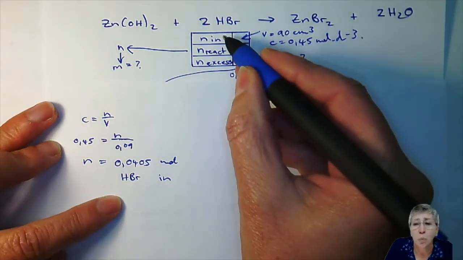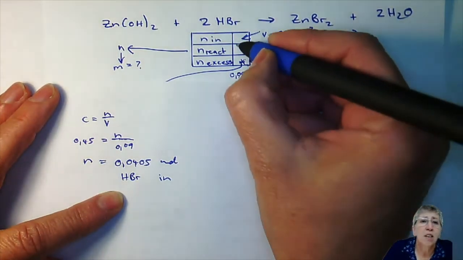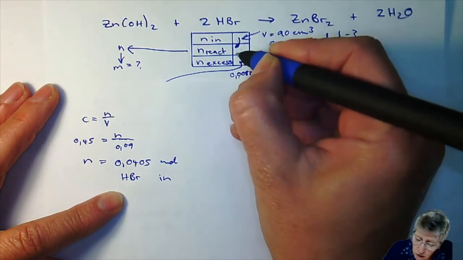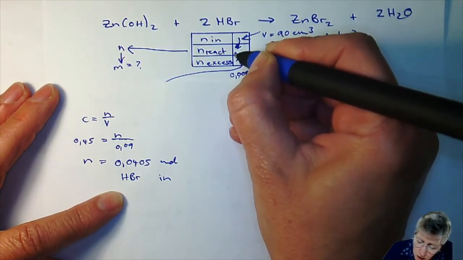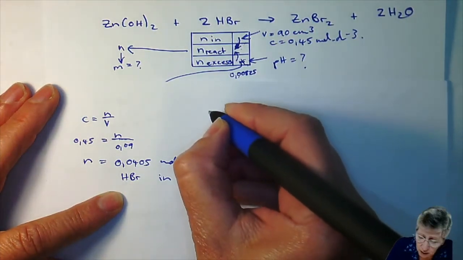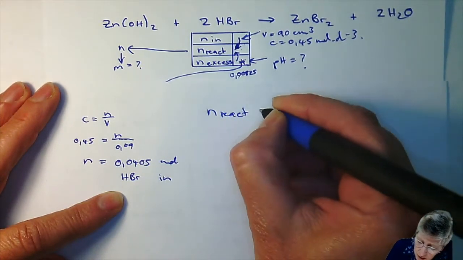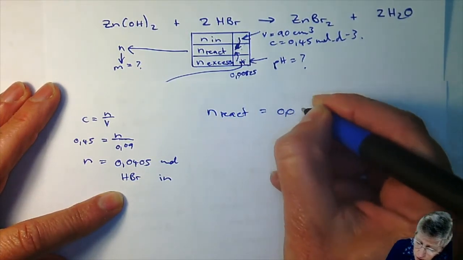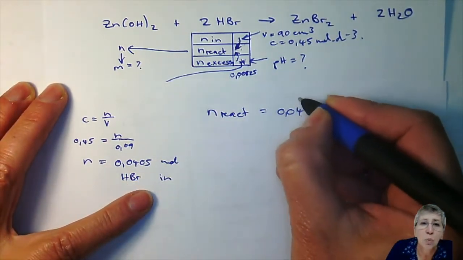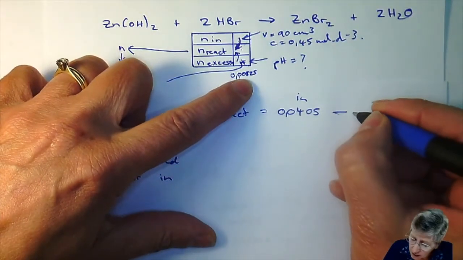Okay, so I've got that one. Now, what am I going to do? I'm going to use the moles that I added in the beginning and subtract the moles that were left over, the ones that were in excess, to get the number of moles that react. Right, so the number of moles that react is 0.0405. We've calculated that. That is what I put in, minus what is left, what is in excess.